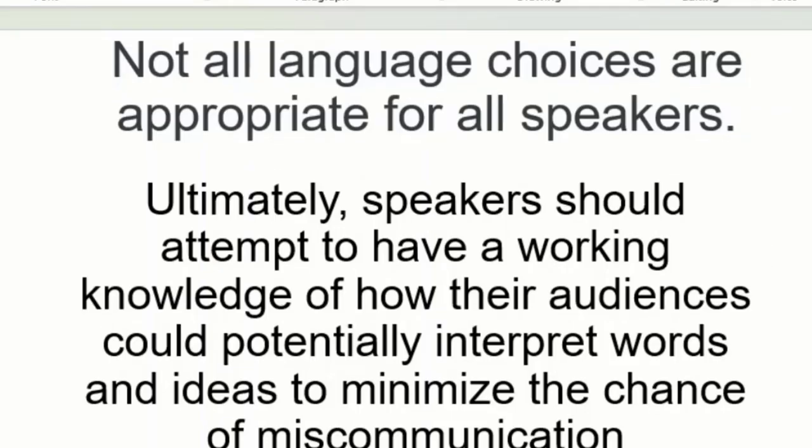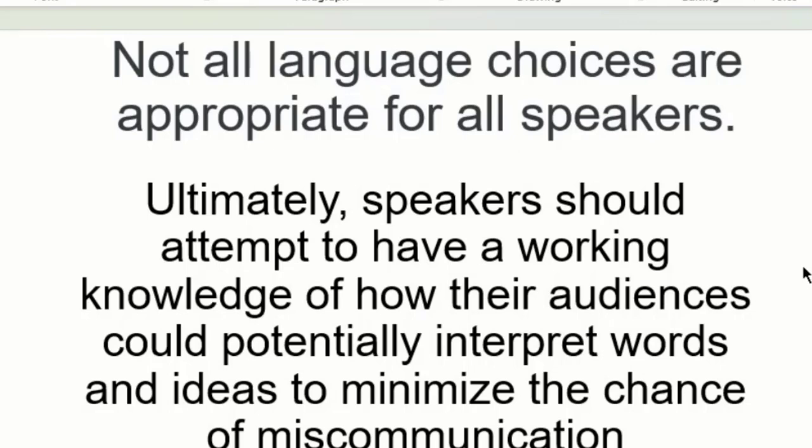I started this slide with this. Not all language choices are appropriate for all speakers. Ultimately, speakers should attempt to have a working knowledge of how their audiences could potentially interpret words and ideas to minimize the chance of miscommunication. I hope you understand that. I was just reiterating what we did from Tuesday.